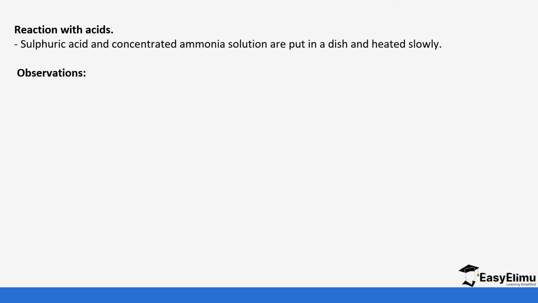The first reaction we are going to look at is the reaction of ammonia with acids. Sulfuric acid and concentrated ammonia solution are put in a dish and heated slowly. The mixture is evaporated to dryness. What you notice is that a white solid is formed.